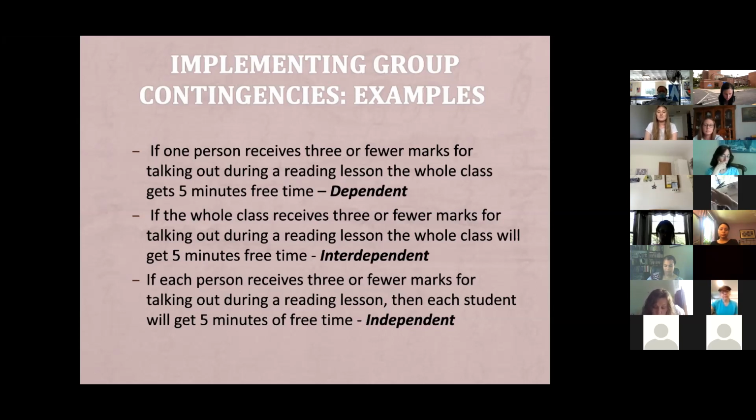But, just for the sake of the example, if there are 25 students in a class and there's only 8 that called out 3 or less, then only those 8 students get free time, and everybody else has to move on to the next assignment or do a busy work academic assignment. So that would be the independent group contingency there.